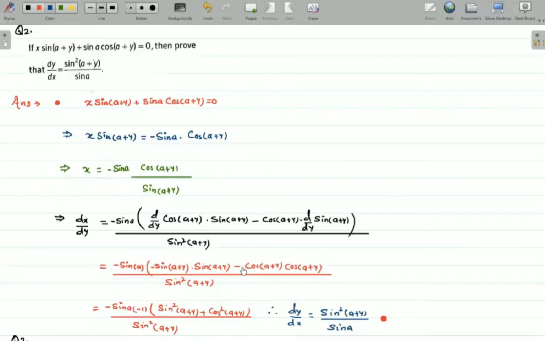Now here, if I take minus common from these two terms, we'll cancel this minus and we'll get plus here. And sine square (a plus y) plus cos square (a plus y) will give you 1. So now if we take the reciprocal of this, we'll get the desired result.